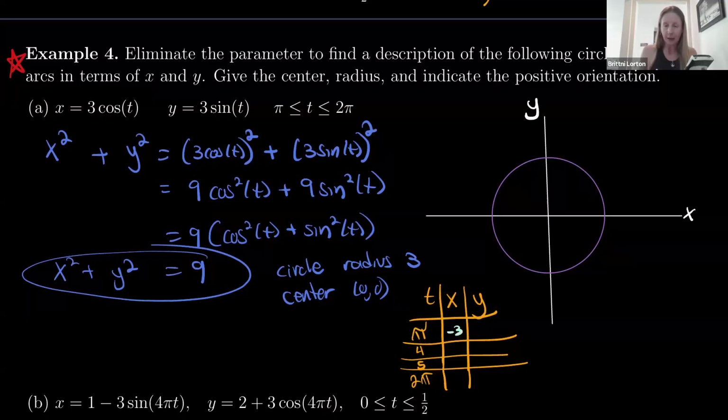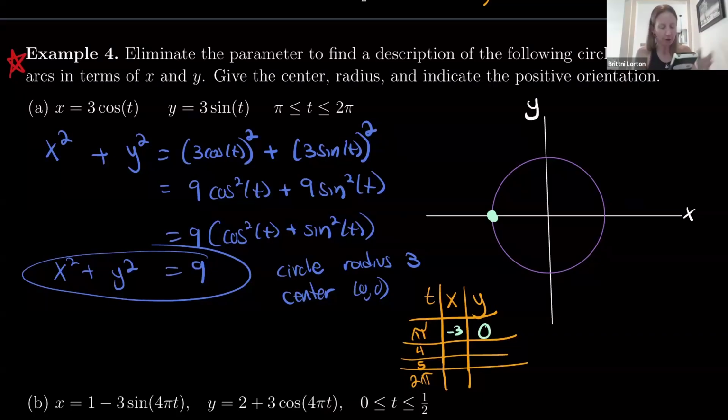I got -3. And then I'm going to do the same thing for the y: 3 sine of pi. Again, you can use your calculator. I got 0. So -3, 0. Here is my -3, 0. That's my starting point. Then I'm going to plug in the 4. So 3 cosine of 4, I got -1.9. And then 3 sine of 4, I got -2.3, sorry, 2.3.